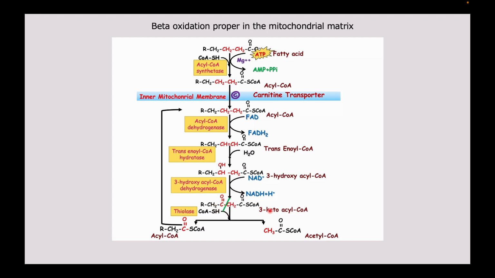And now what we get is a keto-acyl coenzyme A. And from here we can break this bond, right? And what you get is an acetyl coenzyme A. So we break this bond by the thiolase, and what we get is an acetyl coenzyme A, and this two-carbon molecule is released, and the remaining chain can again feed into this reaction and continue the same steps.